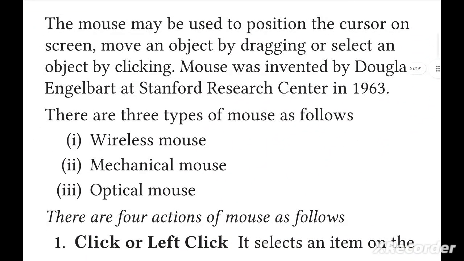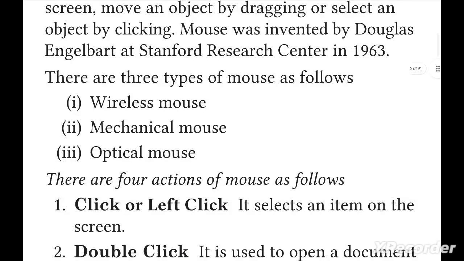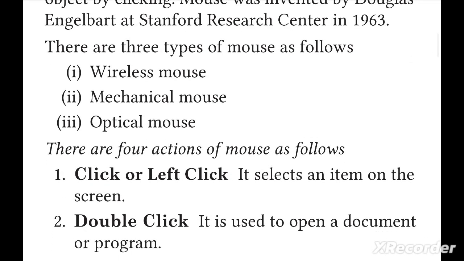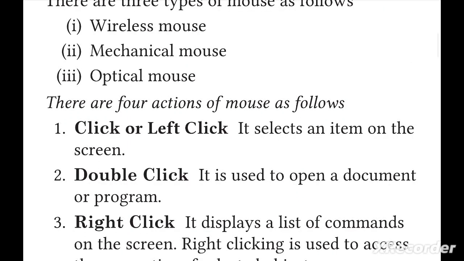The mouse may be used to position the cursor on a screen, move an object by dragging, or select an object by clicking. Mouse was invented by Douglas Engelbart at Stanford Research Center in 1963. There are three types of mouse as follows. First, wireless mouse. Second, mechanical mouse. Third, optical mouse.